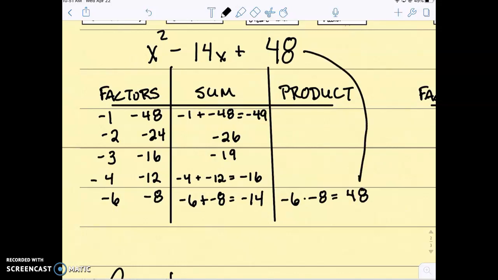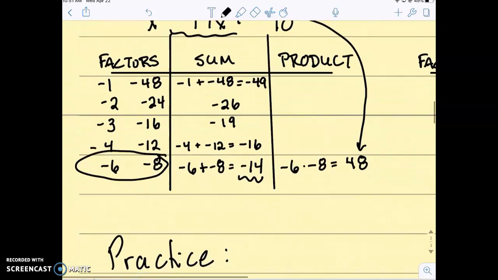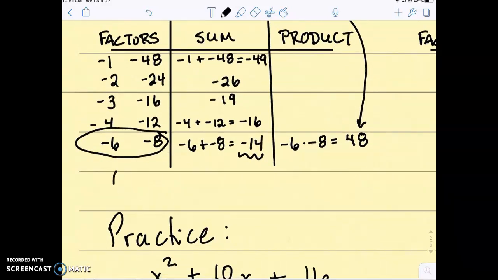Do my C values or constants match? Yep. Does my b value match? Yep. So my factors are -6 and -8. So we would write x minus 6 and x minus 8.